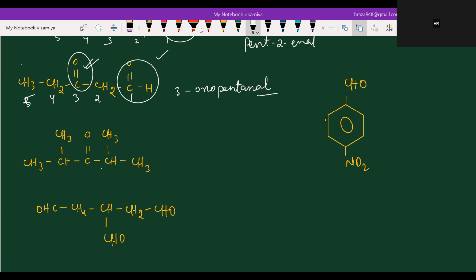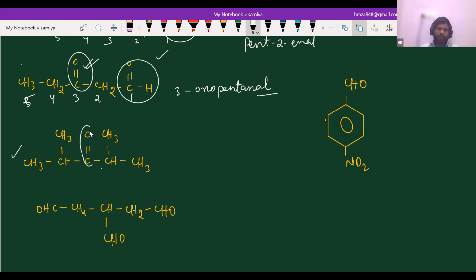What is the name of the functional group that is present in this second one? Sir, ketone. So this is ketone, and you can number it from anywhere. If you number it from here, the ketone will get the third position. If you number from left to right, the ketone will get the third position in each case. So you can number in any way.